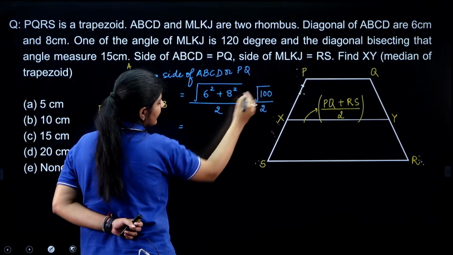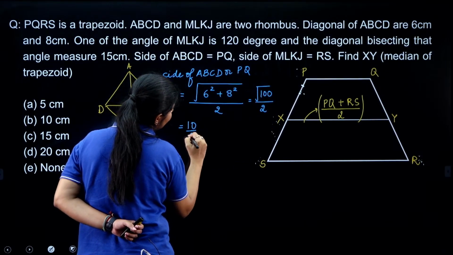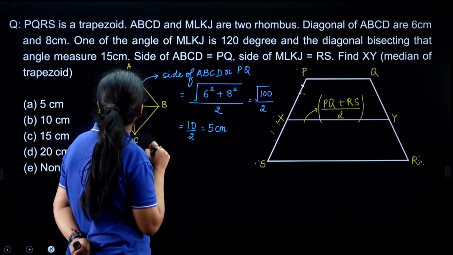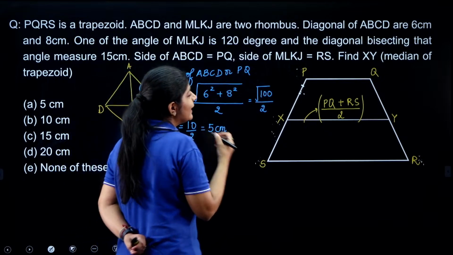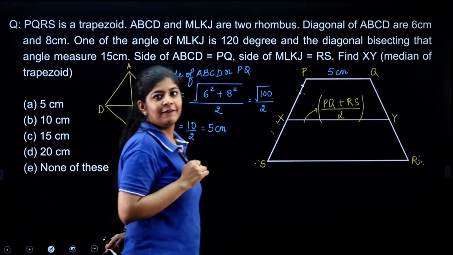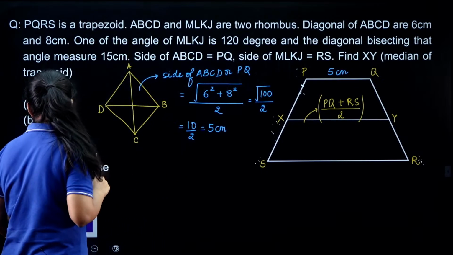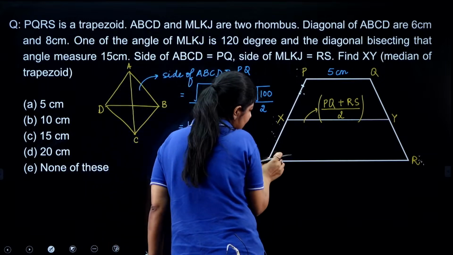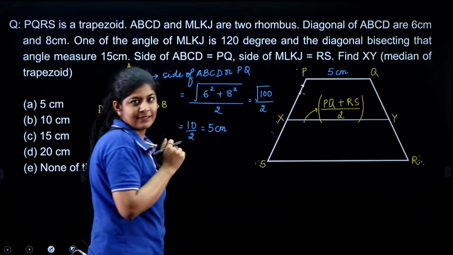So what value are we getting? We are getting 10 by 2, that means 5 centimeter. So this value is nothing but 5 centimeter. Now the question is saying that we have one more rhombus and the side of that rhombus is equal to RS, right?